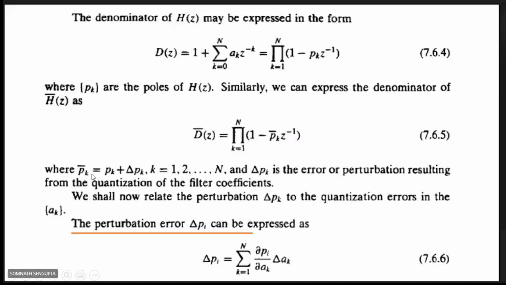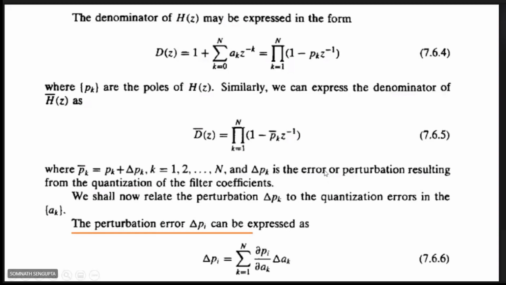So what are the new poles? pk bar is equal to pk plus delta pk. And there are n number of poles because the order of this denominator goes for k equal to 0 to n, so poles will also go from 1 to n. And what is delta pk? Delta pk is the error or perturbation resulting from the quantization of the filter coefficients. So delta pk is the perturbation error.